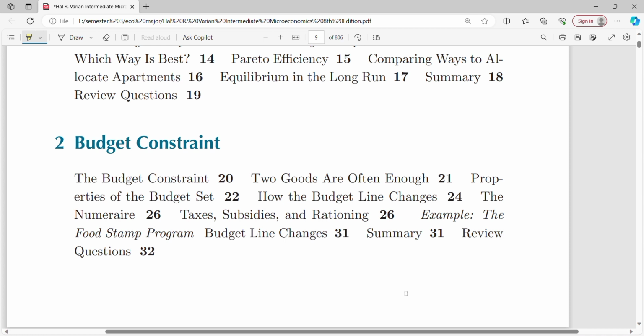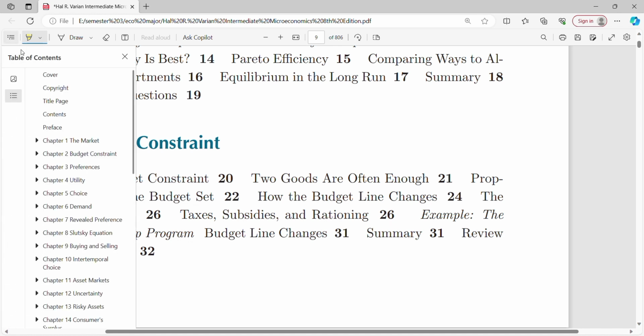BA program with economics as major discipline, semester 3. The syllabus begins with the second chapter of Hal Varian's Intermediate Microeconomics. And the second chapter deals with budget constraint, which is too basic. All these concepts, we have already gone through with our previous classes. So let's start.